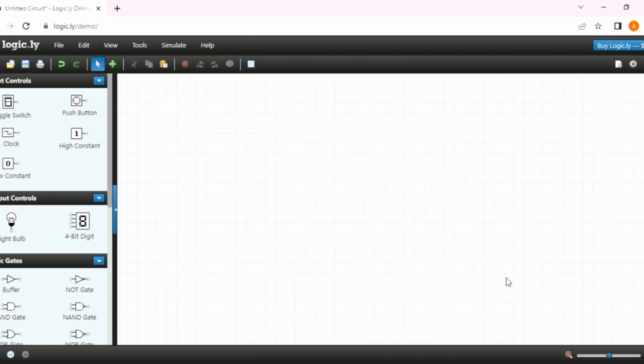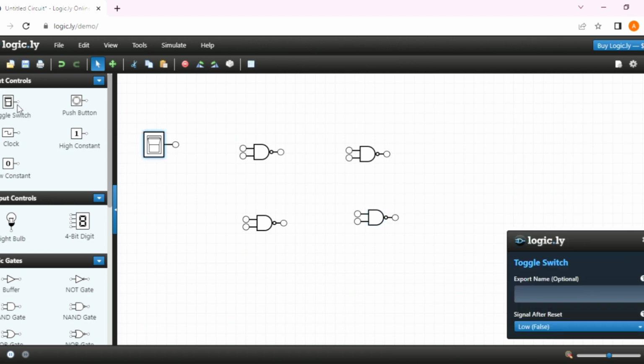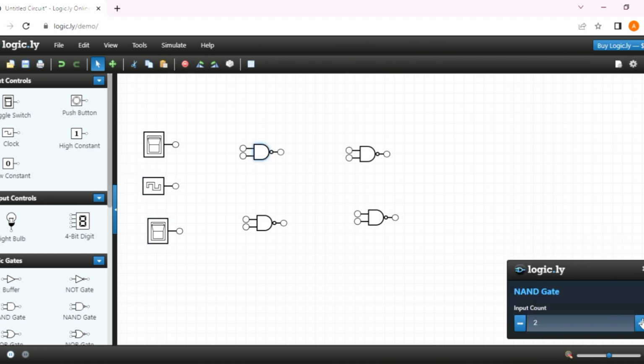Next we are going to see the JK flip-flop. For this also we need 4 NAND gates. There are 2 inputs, J and K. J is the set and K is the reset input. And we have the clock. We need a 3-input NAND gate.